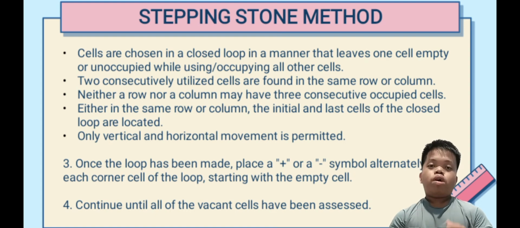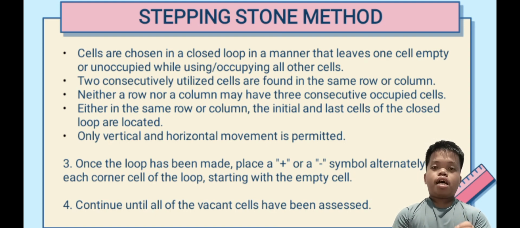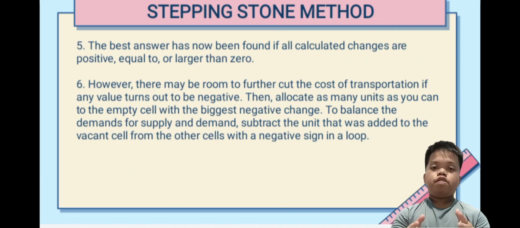Next one is, once the loop has been made, place a positive or negative symbol alternately on each corner cell of the loop, starting with the empty cell. Then, continue until all of the vacant cells have been assessed. The best answer has now been found if all calculated changes are positive, equal to, or larger than 0.